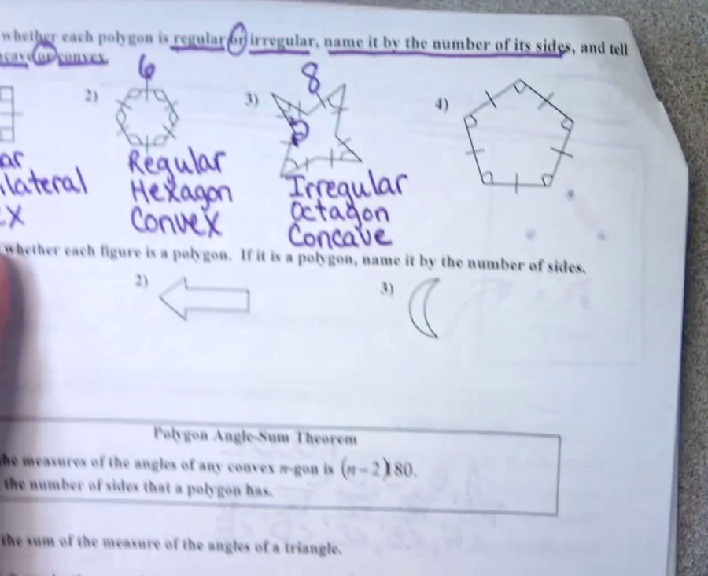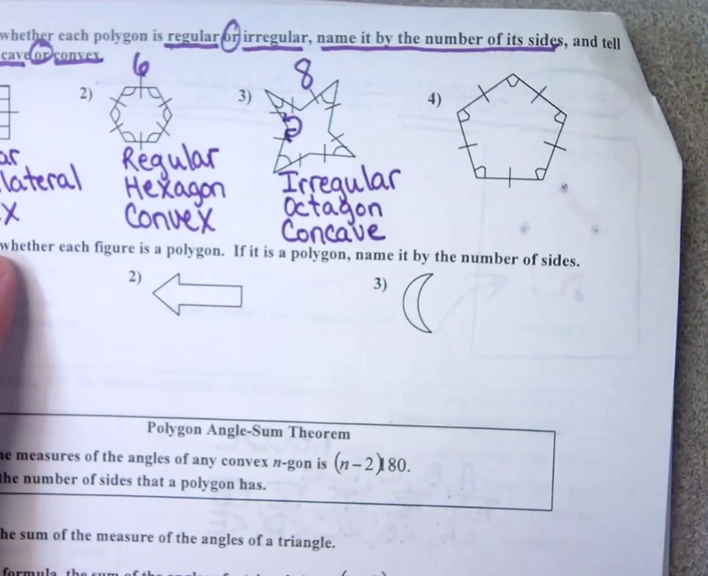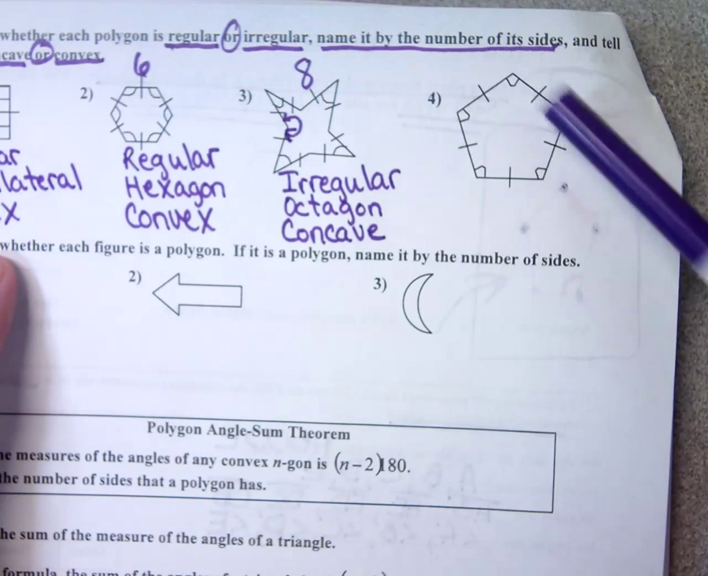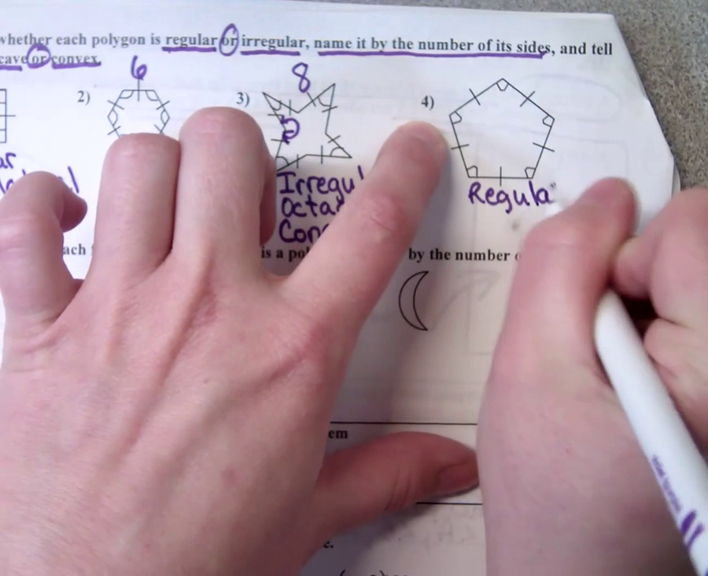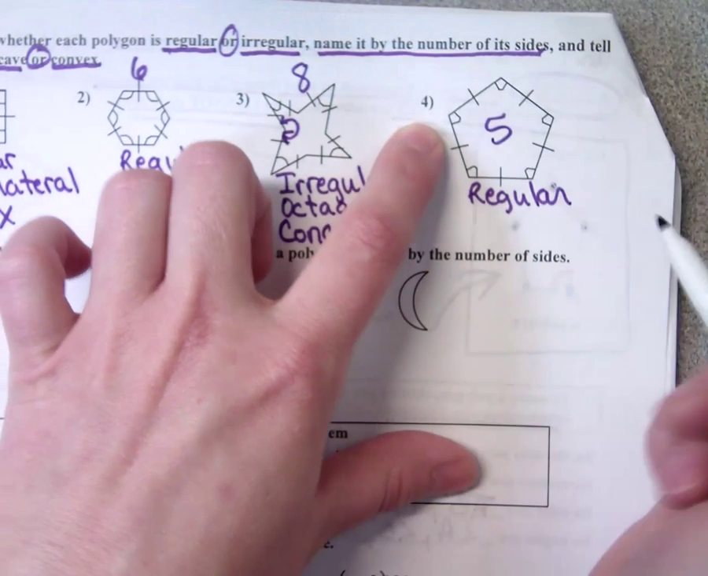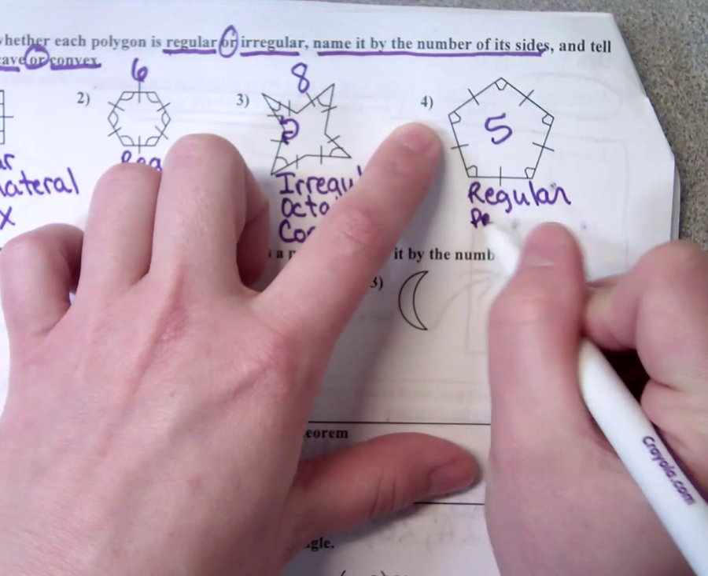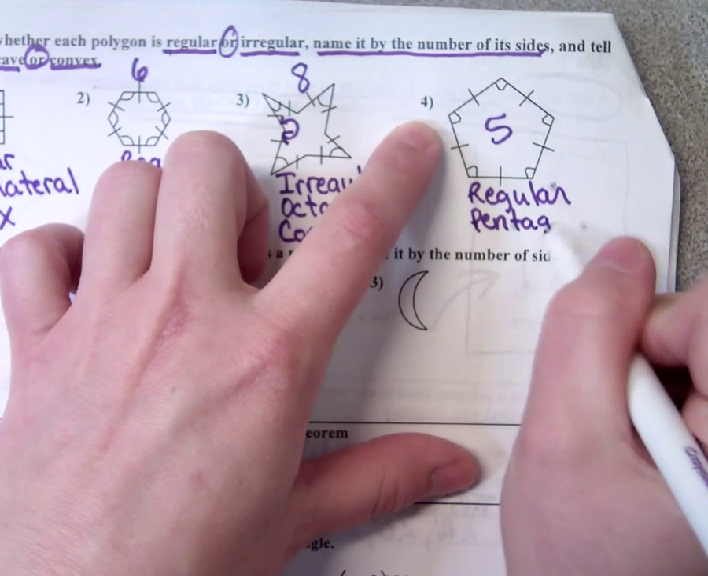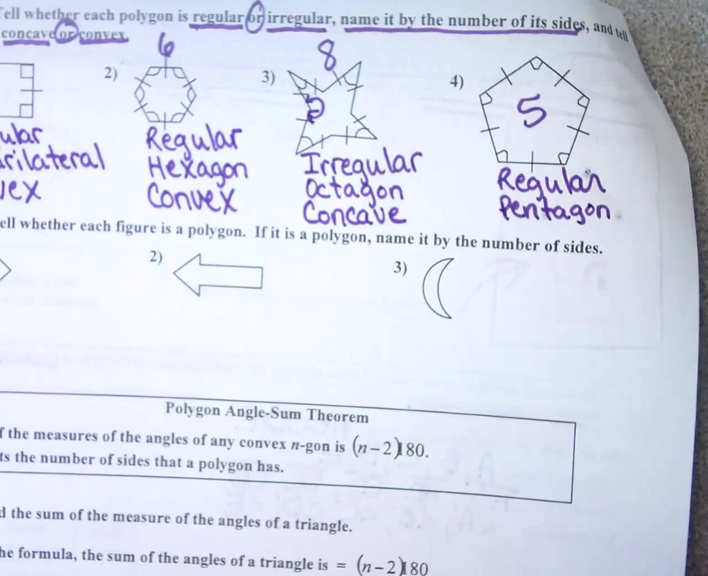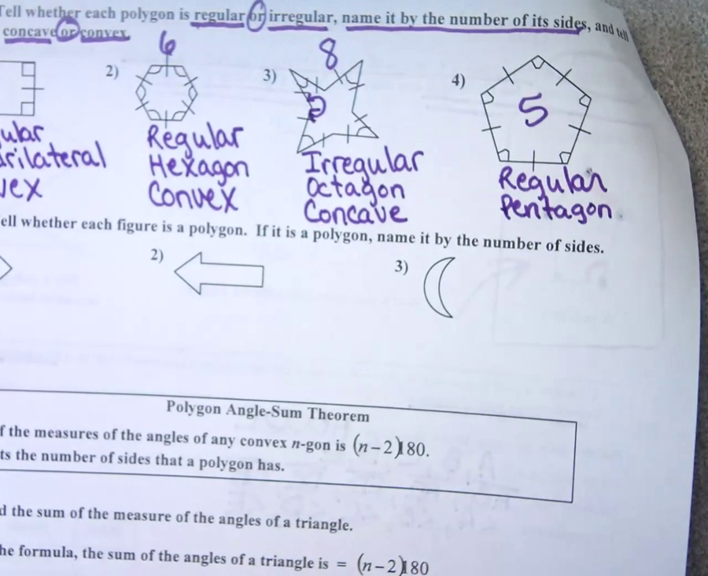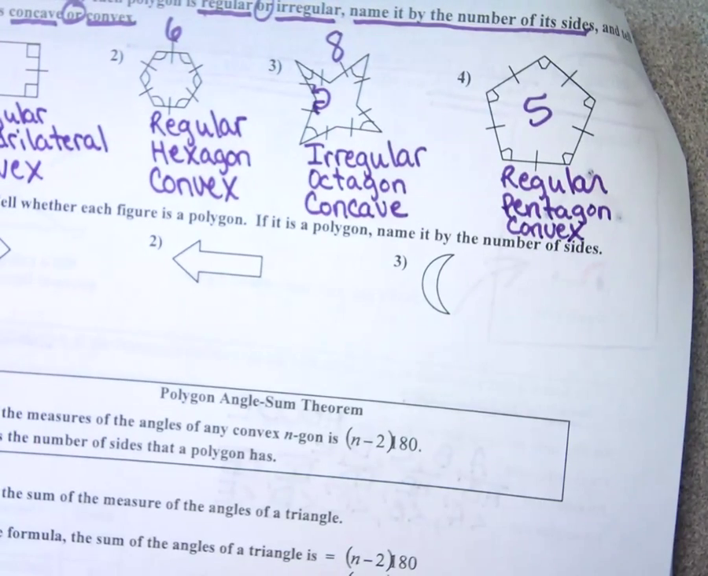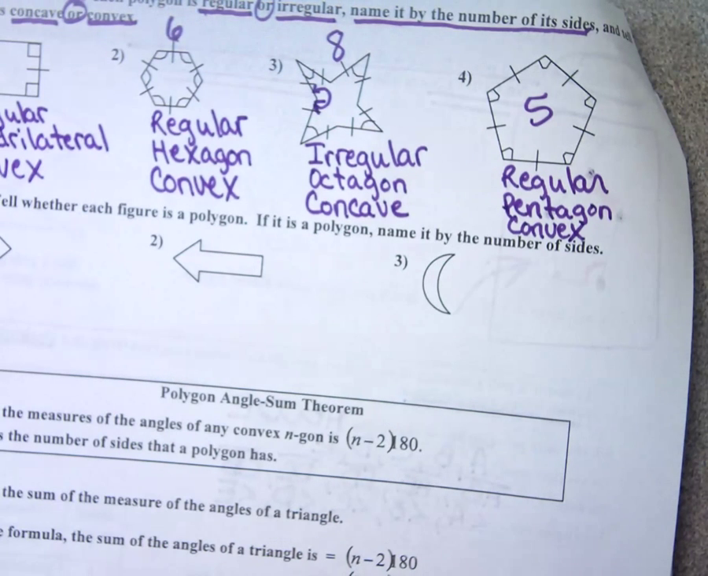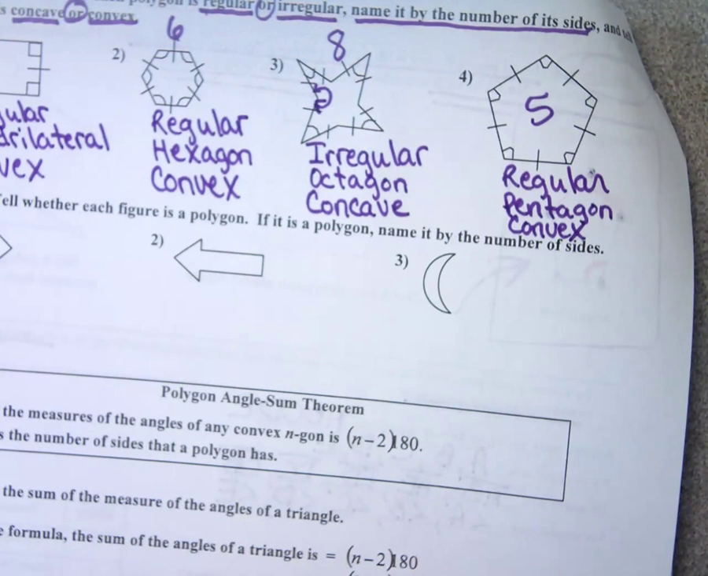Okay, and number 4. Does it look like it's regular or irregular? Regular. All sides are the same length. All angles are the same measure, so it is regular. How many sides does this one have? 5. And so what would we call it? A pentagon. And is it concave or convex? Convex. Okay. That was easy peasy, right? I think you're going to think today's lesson is real easy.